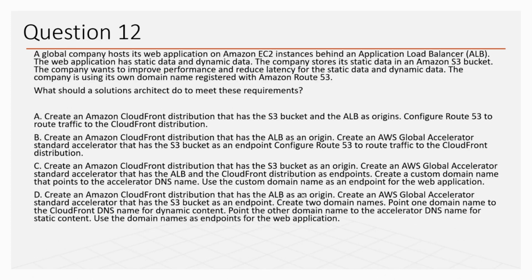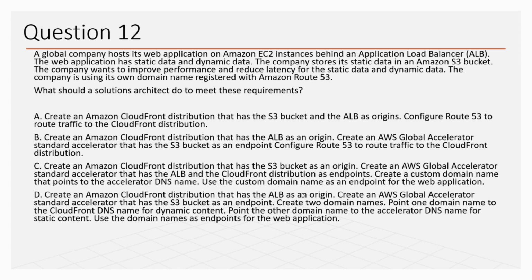Now let's look into question number 12. A global company hosts its web application on Amazon EC2 instances behind an Application Load Balancer. The web application has static data and dynamic data. The company stores its static data in an Amazon S3 bucket. The company wants to improve performance and reduce latency for the static data and dynamic data. The company is using its own domain name registered with Amazon Route 53. What should a solutions architect do to meet these requirements?